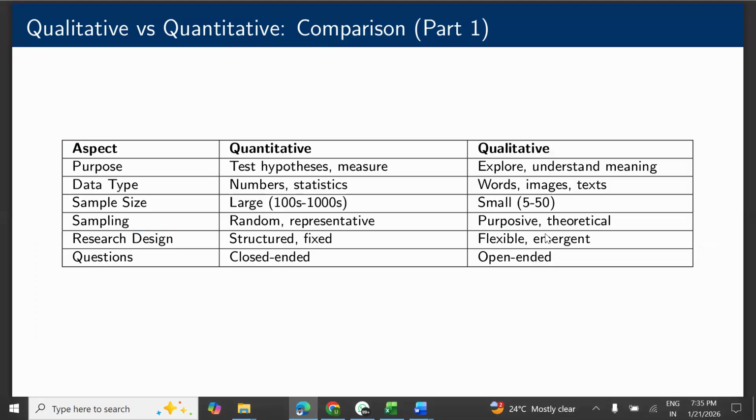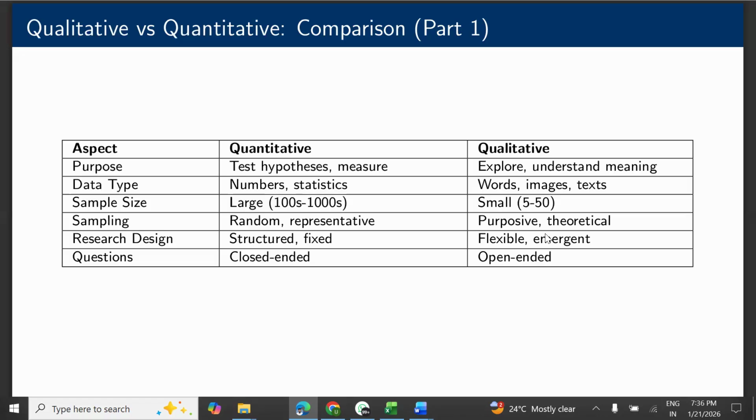Now, how can you compare qualitative versus quantitative? You can analyze based on purpose, data type, sample size, sampling, research design, and question. Quantitative tests hypotheses, and data types are basically numbers and statistics. Sample size is large, sampling is random and representative, and research design is structured and fixed. So basically the questions are close-ended.